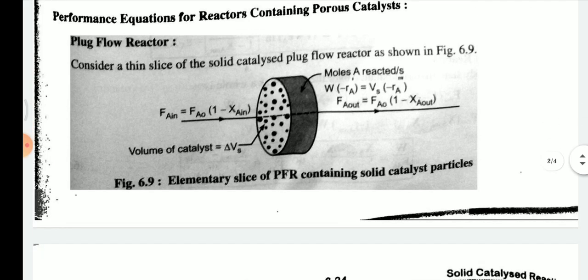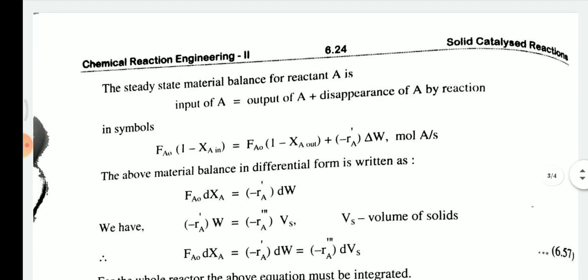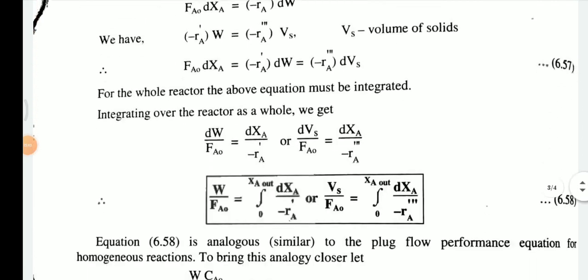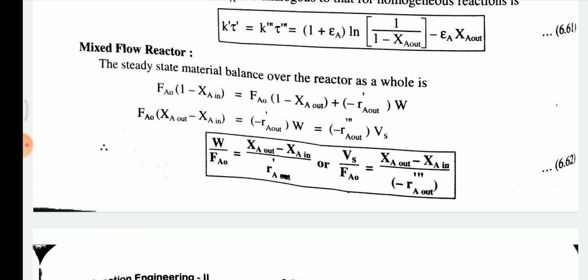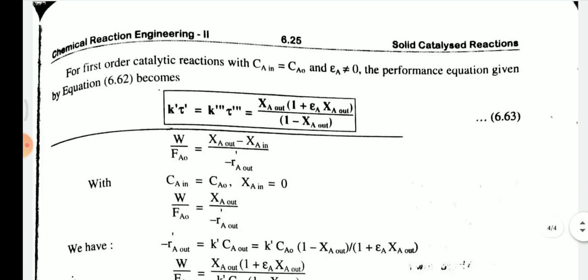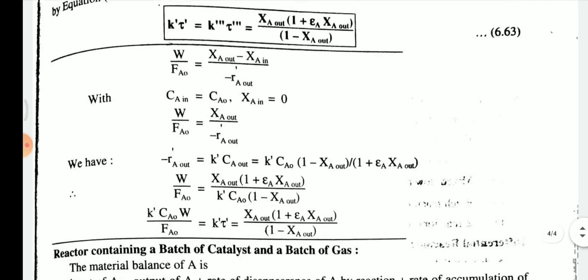So simply we derive from the material balance, input is equal to output plus accumulation term. Okay, and similarly we derive for the mixed flow reactor, inlet and outlet. And the inlet FI0 we will consider as CA0. So this one is the performance equation 6.63, okay, for the mixed flow reactor.